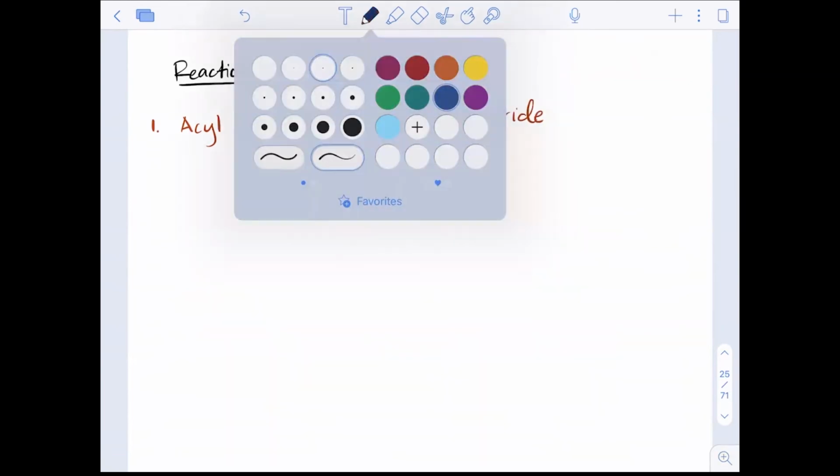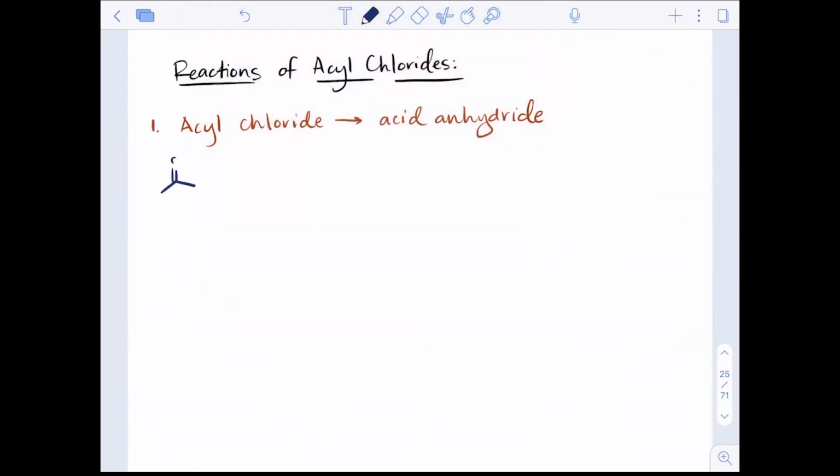There's a lot of them here. The first one is going to be an acyl chloride becoming an acid anhydride. Now, what we'll see is the acyl chloride can go to make any of our other derivatives very easily just by sprinkling in an acyl chloride with an acetate ion or a carboxylate ion.